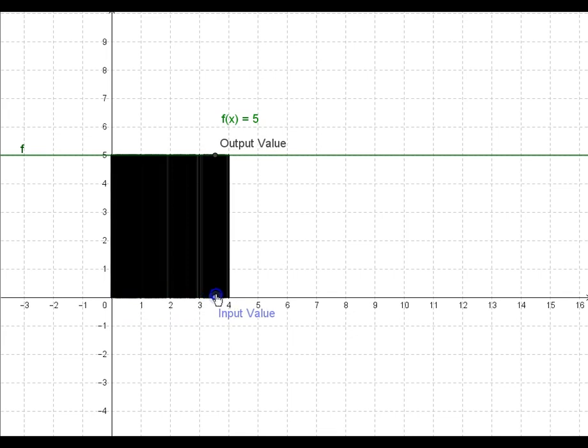That is an integration. The area of this figure is an integration of these infinite segments that are created as I change from 0 to 4 on the input value. Since all of the output values are 5, no matter what the value of x is, you can see we create a simple rectangle.